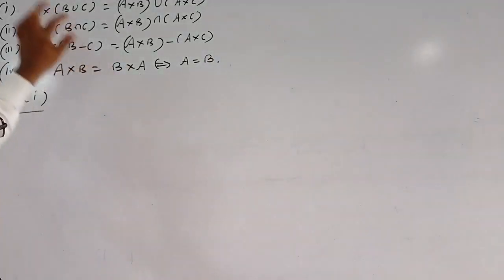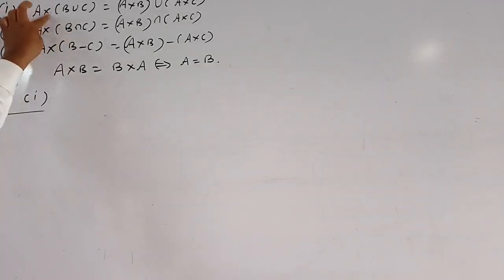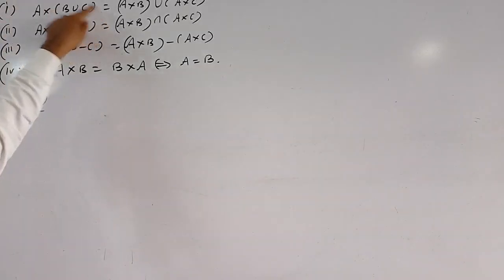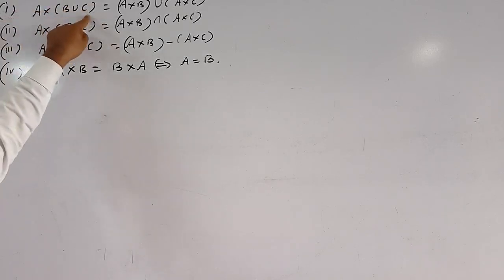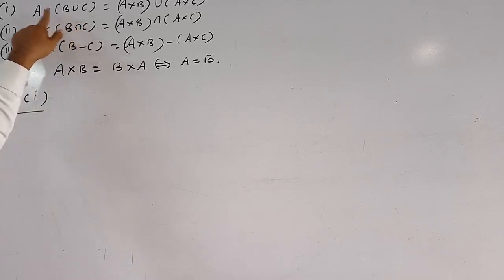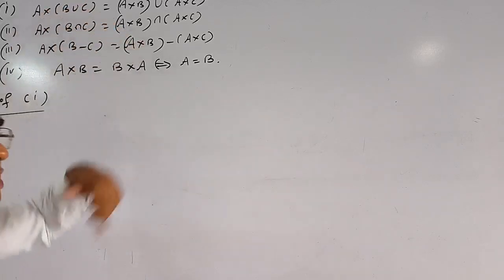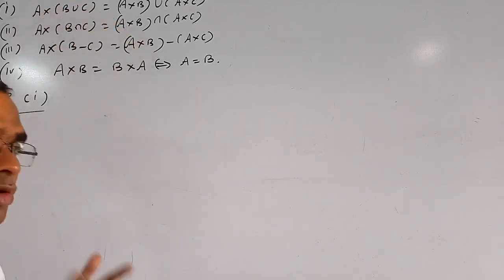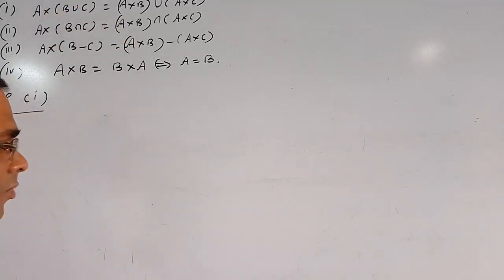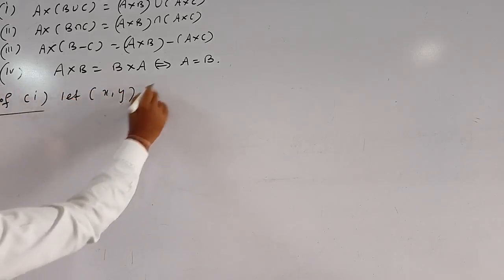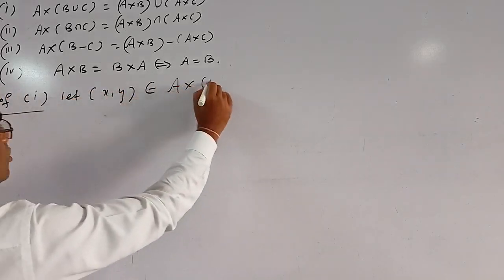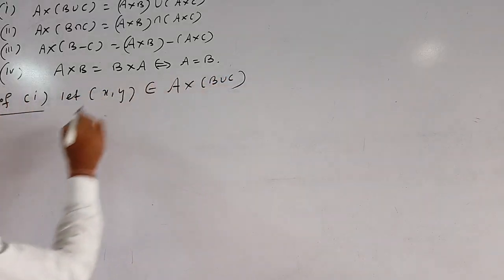So any element, we take any element of A cross (B union C). A cross (B union C) is the Cartesian product because B is a set, C is a set, B union C is a set. So A cross (B union C) means this is a Cartesian product. So you know in a Cartesian product, elements are ordered pairs. So let an ordered pair (x, y) belong to A cross (B union C).